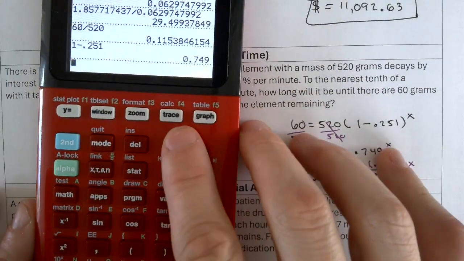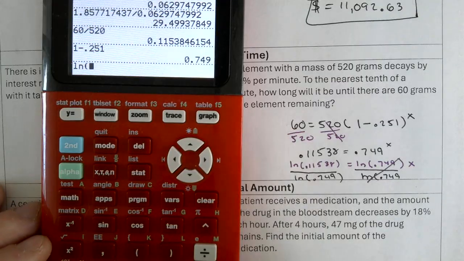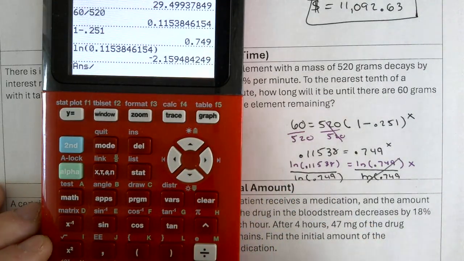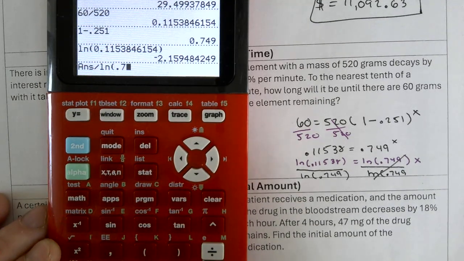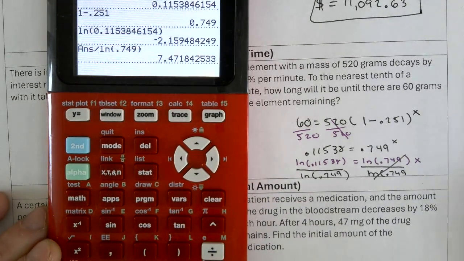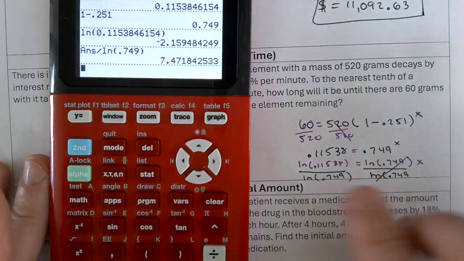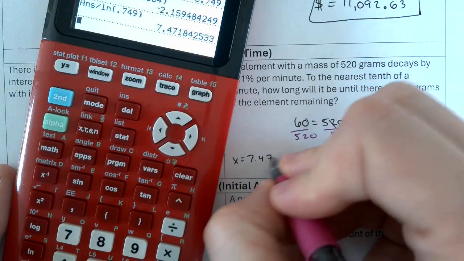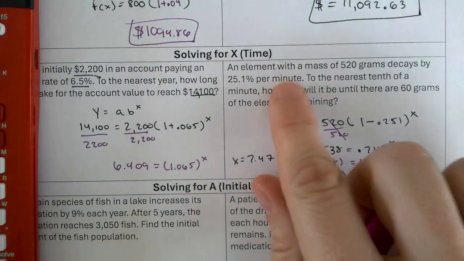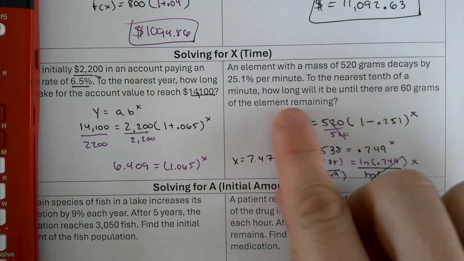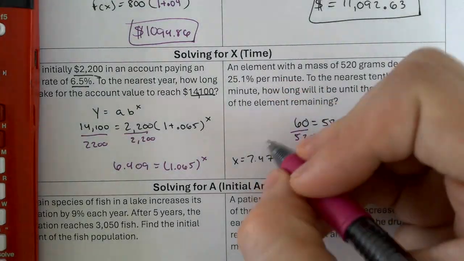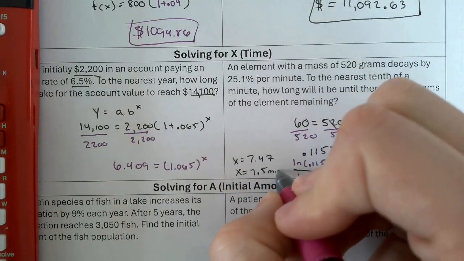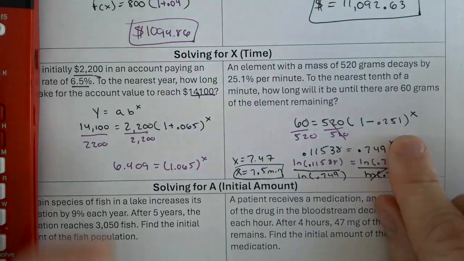All right, so let's do that instead. We take the ln of this number and divide by the ln of 0.749. That makes it a little bit easier than rewriting over and over. And then we get x. In this case x is 7.47, and that was in minutes, so rounded to the nearest tenth of a minute it would be 7.5 minutes.